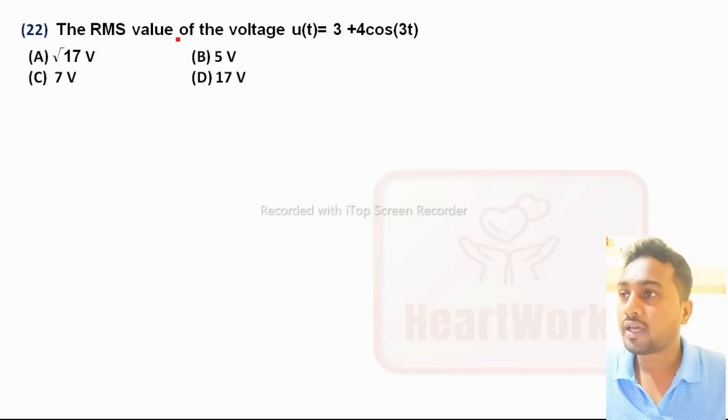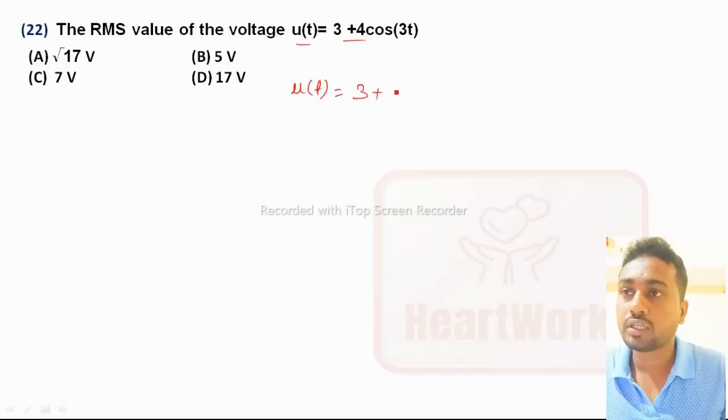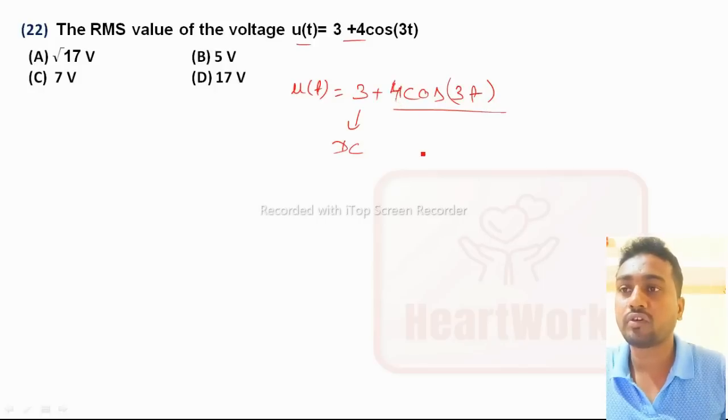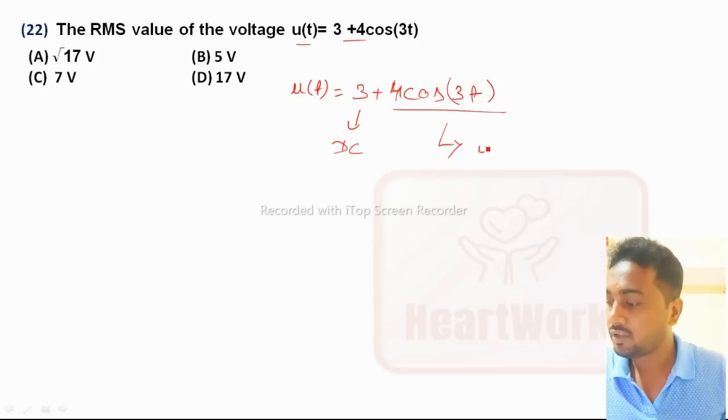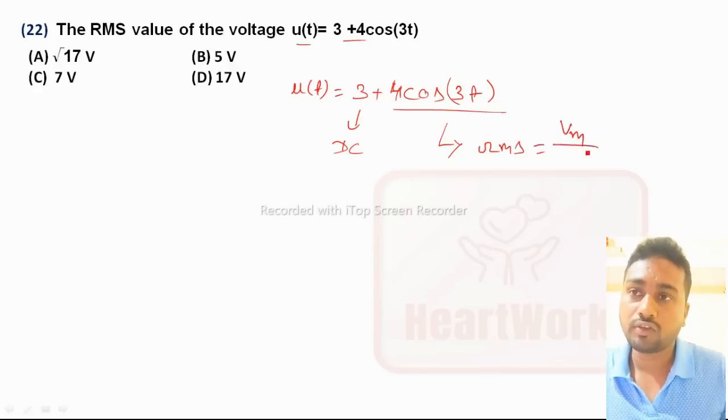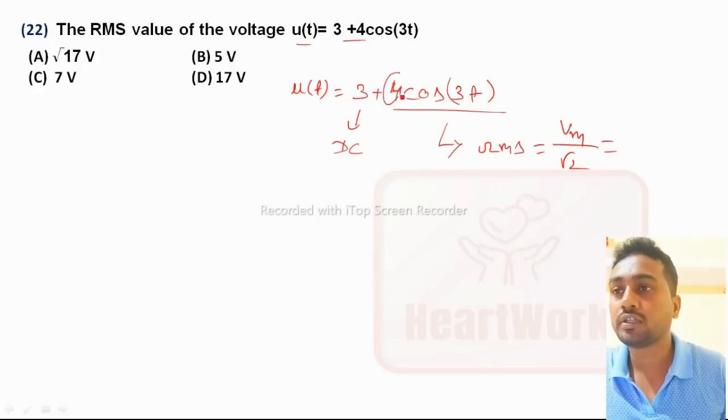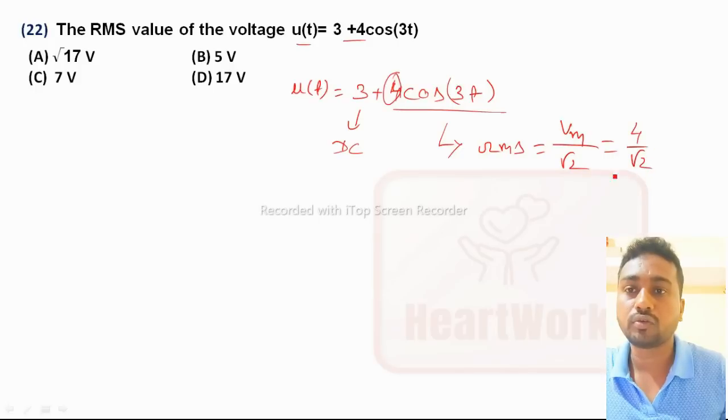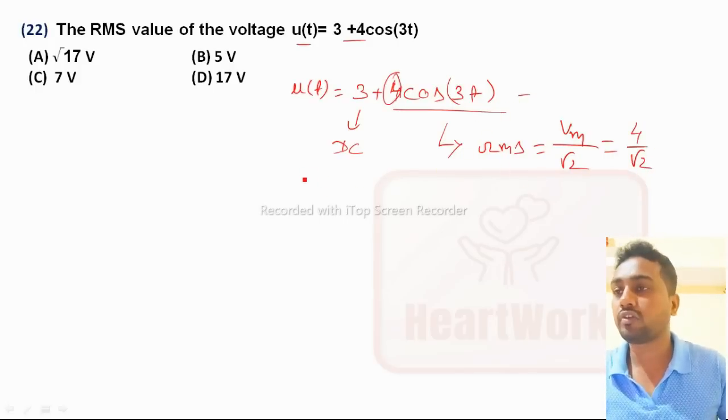Okay, the RMS value of the voltage y of t equal to 3 plus 4 cos 3t. We have to find the RMS value. This 3 is called the DC value, and this is a sinusoidal value. So we have to find the RMS value for this sinusoidal part. RMS equals Vm by root 2. Vm is 4, so 4 by root 2 is the RMS value for this sinusoidal part.